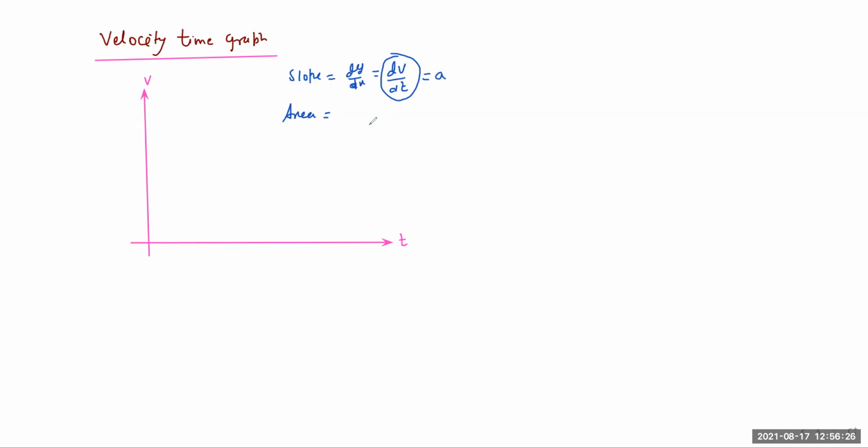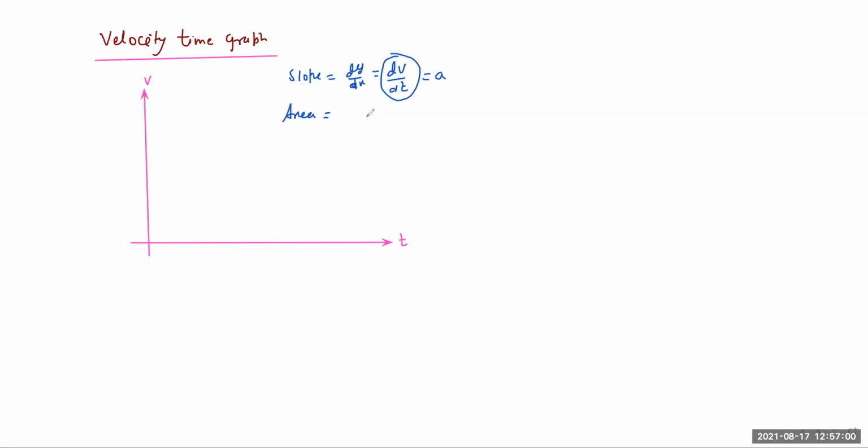So if you find the slope at one point, you get instantaneous acceleration. But if you find the slope between 2 points, you get the average acceleration. So for instantaneous acceleration, you draw a tangent, and for average acceleration, you join the beginning and the end points and find the slope of the secant. Again, the definition is the same. But now something is also interesting, and that is the area. What is the area?